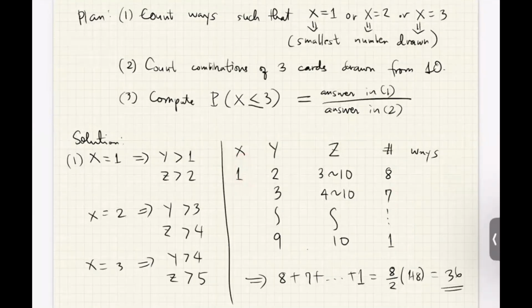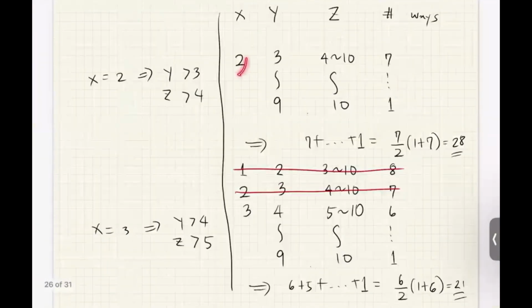Okay, now what about when the x is 2? Okay, the value of x is 2. So what's the only possible value for y? Well, y has to be 3 to 9. Okay, and again, we repeat the same process from earlier. We notice that when y is 3 and x is 2, then z could only be 4 to 10, right? And we do the same process from earlier, and then we arrive at this set of numbers again. We got 7 and so on, right?